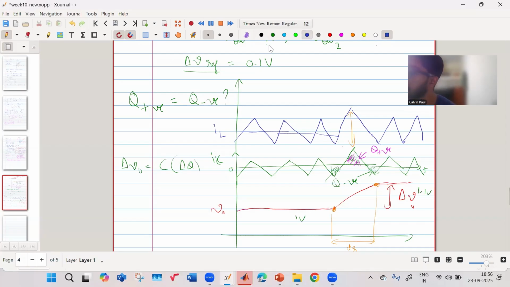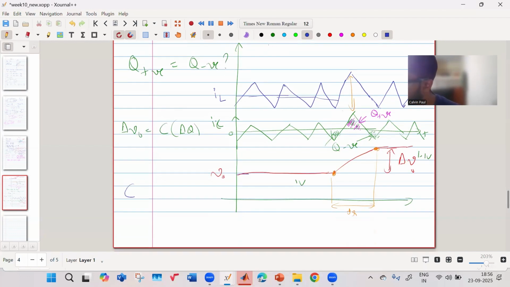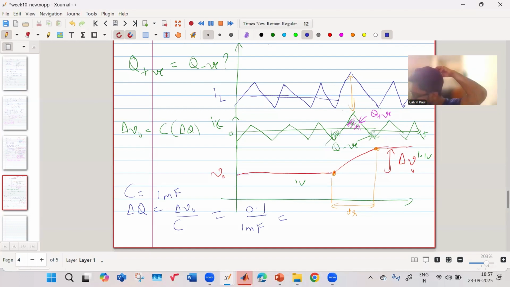Let us say your capacitance is 1 millifarad. So how much charge do I need? My delta charge Q, which I need to change my voltage, is equal to my delta V naught times C. That is equal to 0.1 times 1 millifarad. So that is equal to how many coulomb? 100. So it is 100 coulomb.